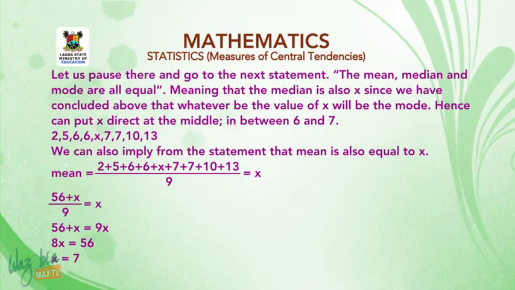Another implication from the statement is that the mean is also X, since mean, median, and mode are all the same. So let's find the mean of the set of observations: 2 plus 5 plus 6 plus 6 plus X plus 7 plus 7 plus 10 plus 13, all divided by 9, because we have 9 numbers there, must equal X, which is the mean. Adding the numbers together, we have (56 plus X) over 9 equals X. Multiplying through by 9, we have 56 plus X equals 9X. That gives us 8X equals 56, so X equals 7. Hence, the mode is 7 and the median is 7.